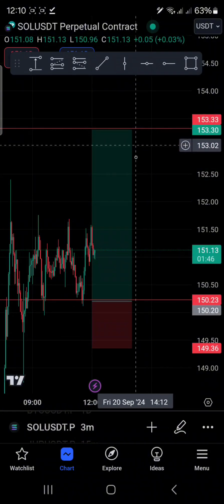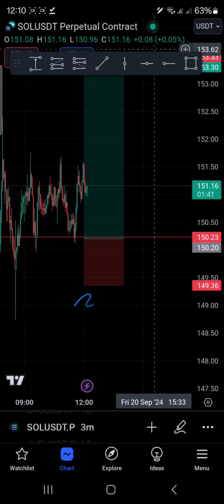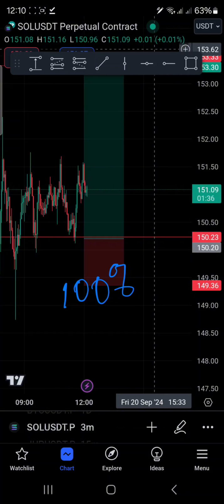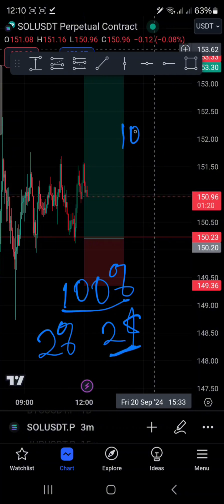So when my TP is hit, I should make 100% profit. If I'm using 2% of my $100, how much will that be? $2. Then this $2, if I'm making 100%, I'll be making $2 as profit. So after the trade, my balance will be $102, right?